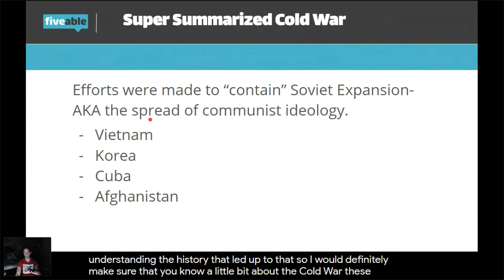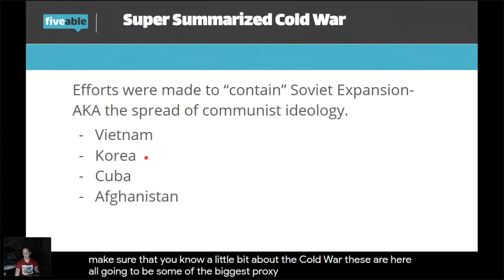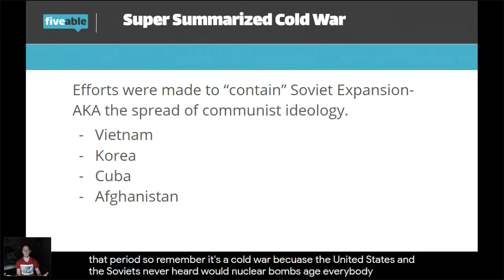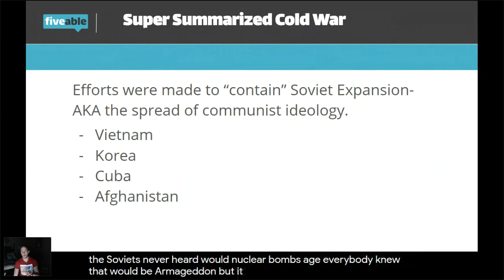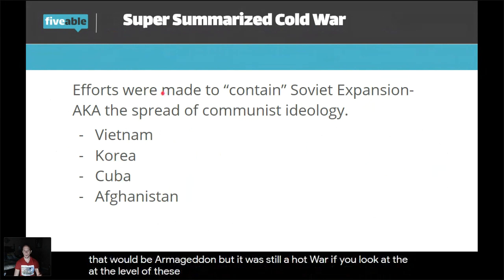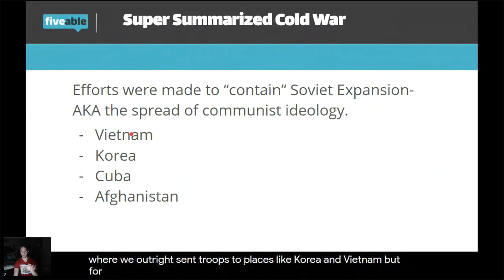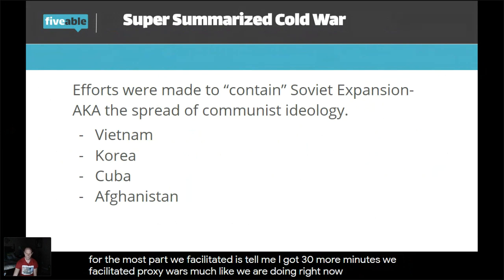These here are all going to be some of the biggest proxy wars that occurred during that period. So remember, it's a Cold War because the United States and the Soviets never hurled nuclear bombs at each other. Everybody knew that would be Armageddon, but it was still a hot war if you look at the level of these places here. And yeah, there were some cases where we outright sent troops to places like Korea and Vietnam, but for the most part, we facilitated proxy wars, much like we are doing right now with Syria.